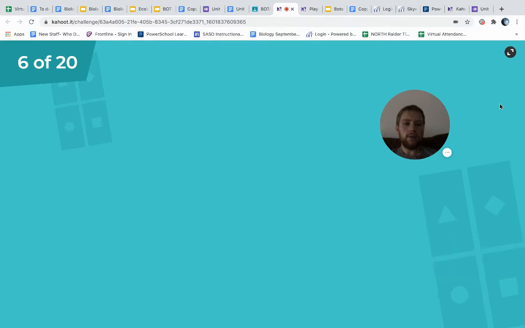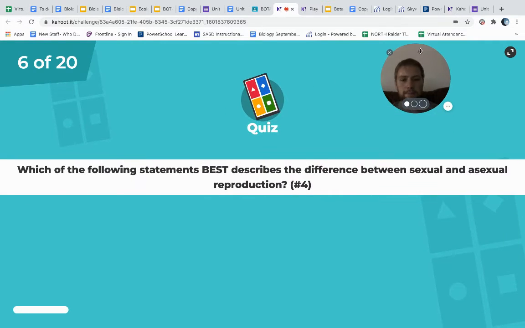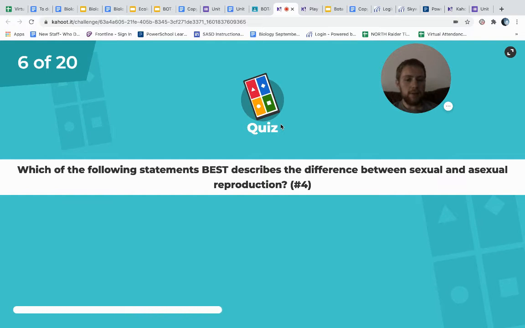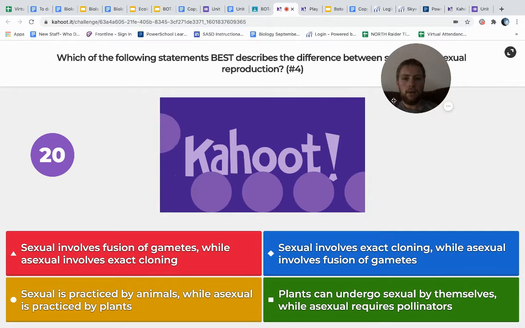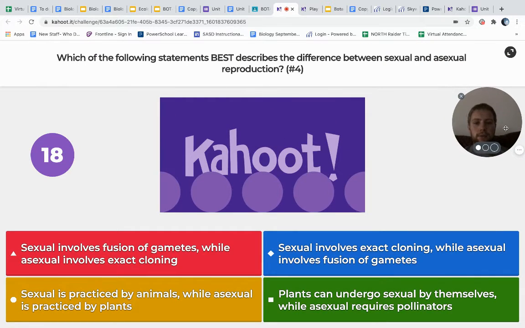All right, so number 6, which of the following statements best describes the difference between sexual and asexual reproduction? Okay. All right, so this one requires a little more reading. So sexual involves exact cloning. I know that's not true. Sexual is practiced by animals, while asexual is practiced by plants. No, plants can produce sexual reproduction. Asexual requires pollinators, not correct, so it's going to be this one.